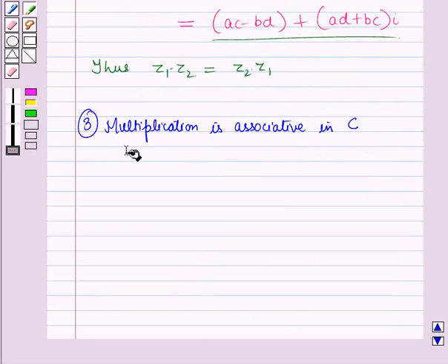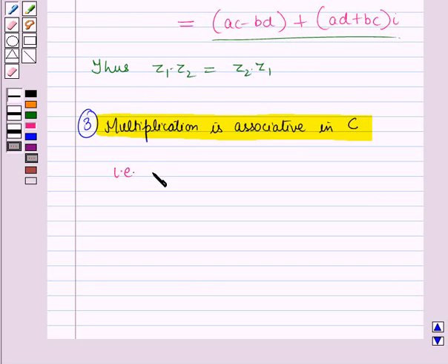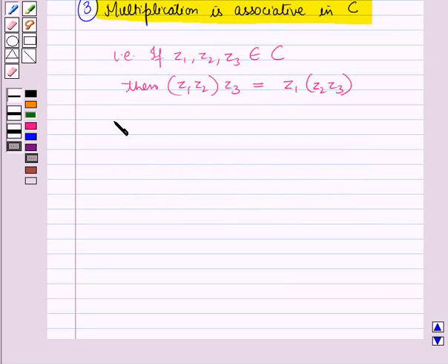Now, let us discuss the next property, which is multiplication is associative in the set of complex numbers C. That is, if z1, z2 and z3 belongs to the set of complex numbers C, then (z1 into z2) into z3 is equal to z1 into (z2 into z3). Now let us prove this property.